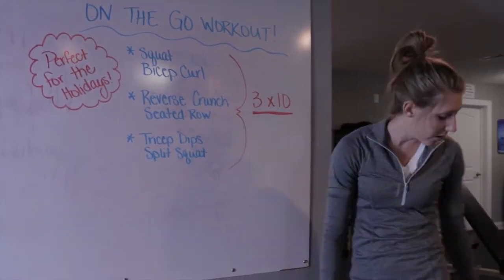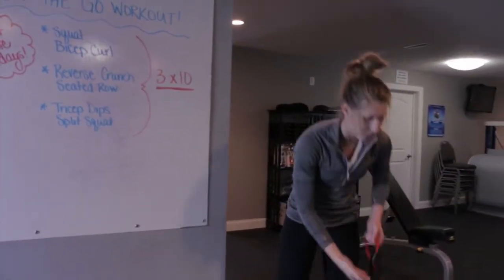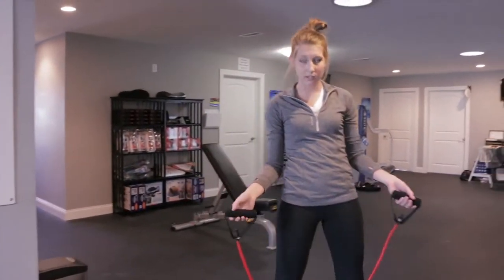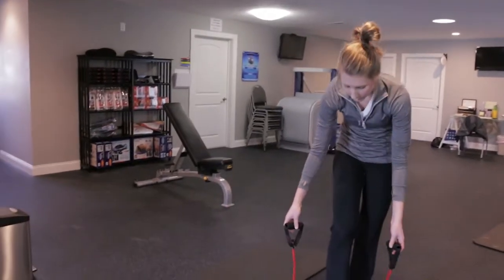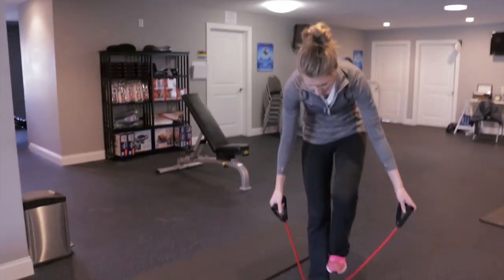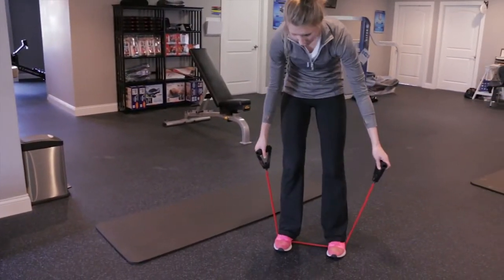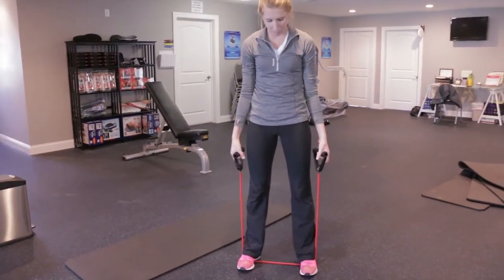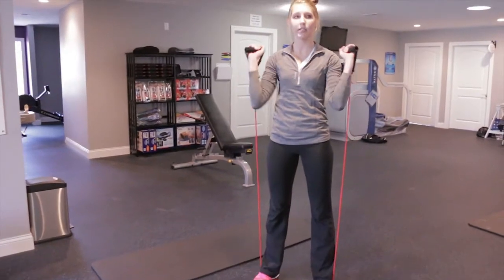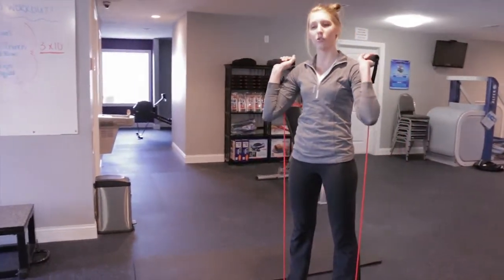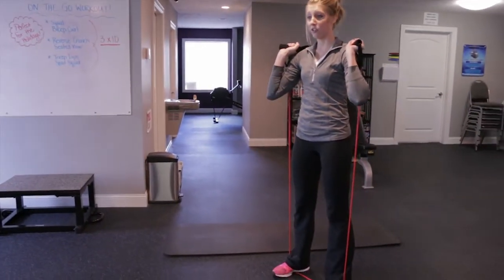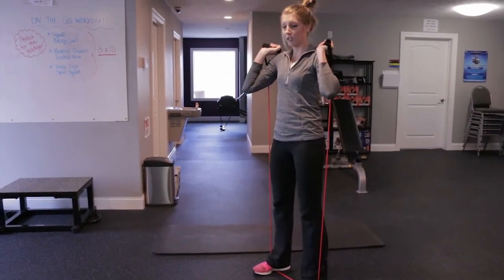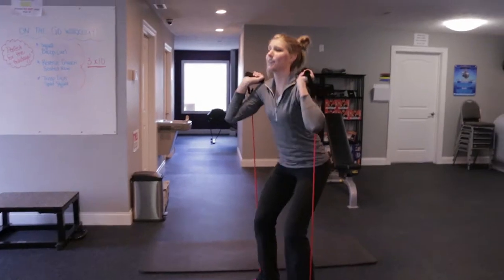All right, so I'm going to show you kind of what I had in mind. Doing a squat with a resistance band is a little different. So what you're going to do is step towards the middle, but you still want your feet at a good distance so you can still squat, about hip width apart. You're going to bring the handles up towards your shoulders like this, and then you're just going to squat. So sitting and standing again, pushing your hips back, keeping your heels down.